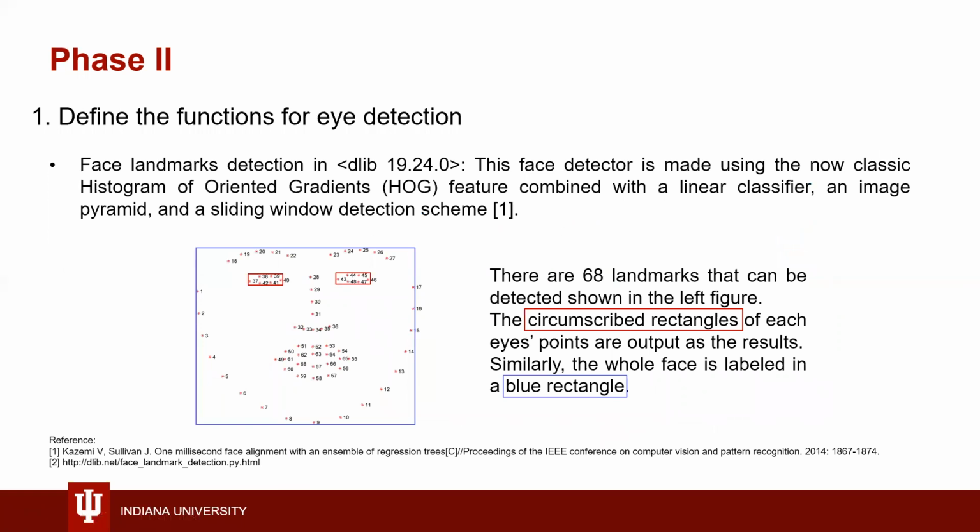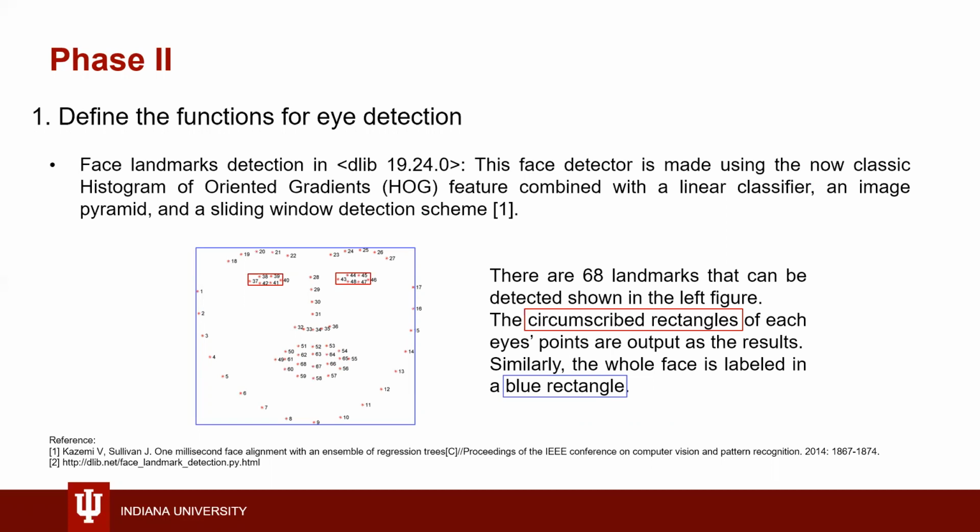In phase 2, we define the functions for eye detection using Dlib. The face detector in Dlib is made using the HOG feature with a linear classifier, an image pyramid, and a sliding window detection scheme. Also, it is worth noting that this method is much more accurate than the implementation in OpenCV, so we used this one in our project.